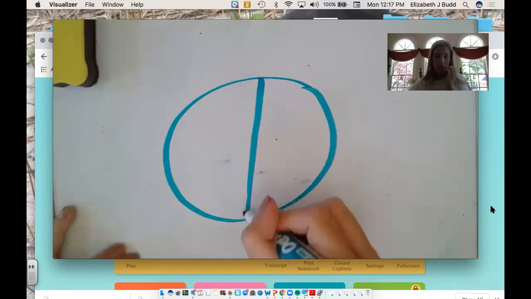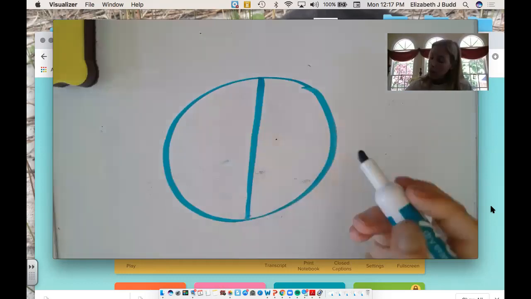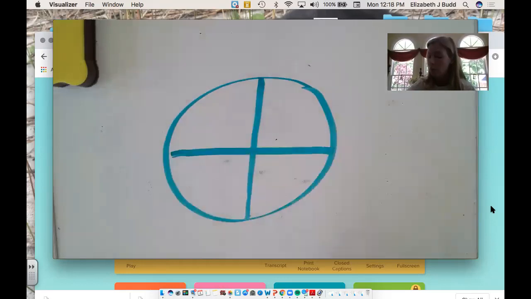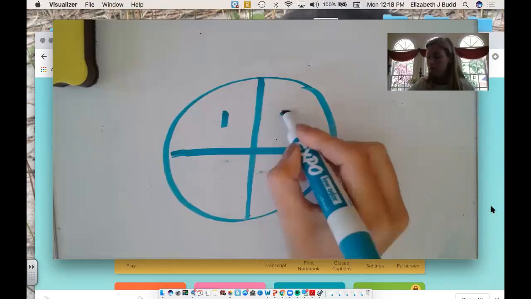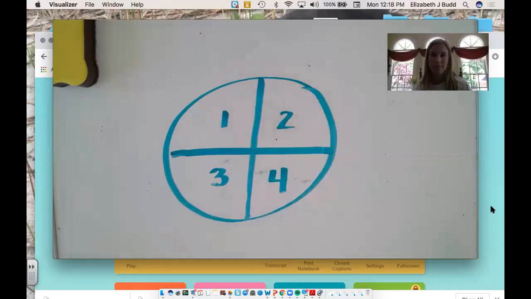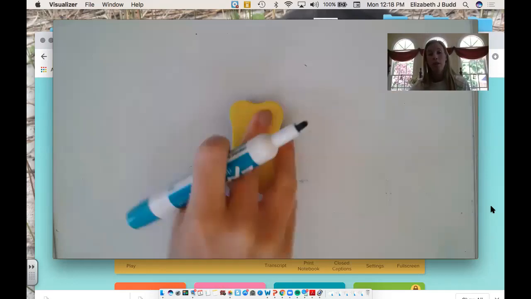Okay, in order to split it into fourths, I'm going to go ahead and cut it in half first. Then I'm going to cut it in half again. So now I have 1, 2, 3, 4 equal pieces. Okay. So today we're going to be moving on to doing this, but with a rectangle.